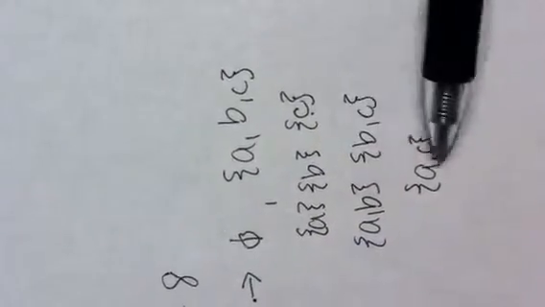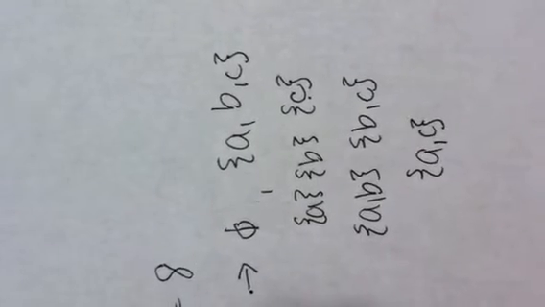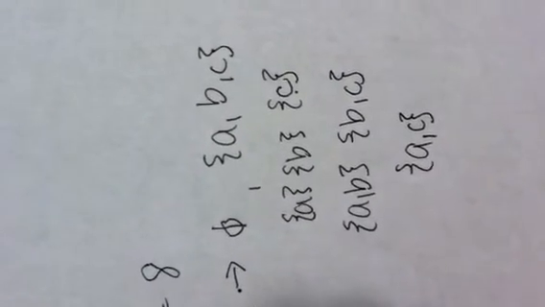I can just double check. 1, 2, 3, 4, 5, 6, 7, 8. I know that I should have 8 subsets, so I've got them all listed.